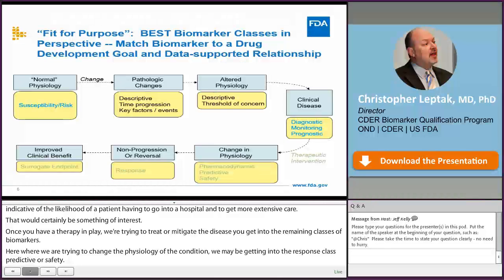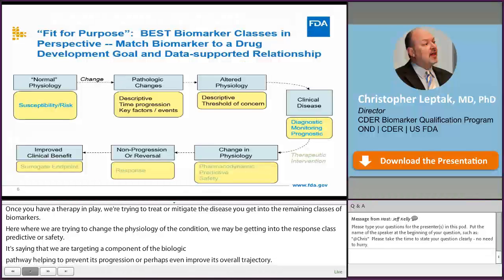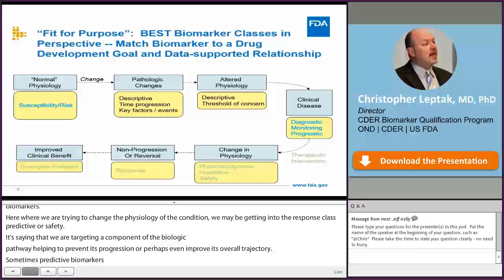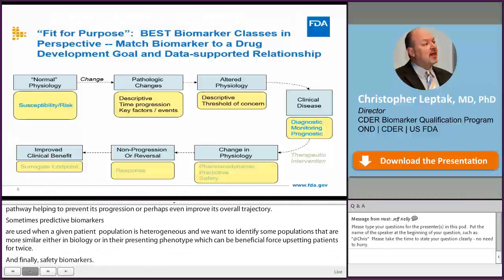Sometimes predictive biomarkers are used when a given patient population is heterogeneous and we're trying to identify subpopulations that are more similar either in their biology or in their presenting phenotype, which can be beneficial for subsetting patients for trials. And then finally, safety biomarkers, in that therapeutics many times have off-target effects that can impact negatively different organ systems. And so we want to study those safety profiles.